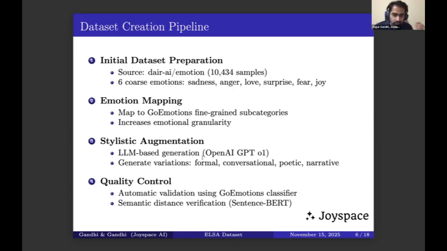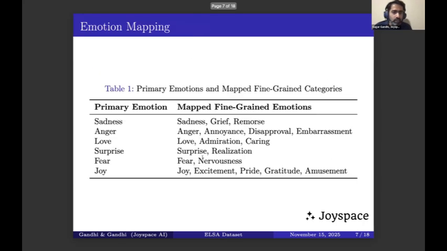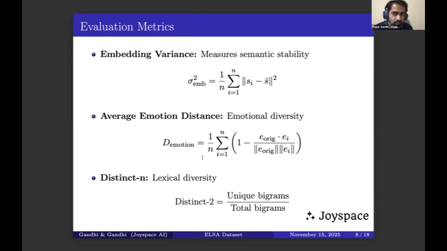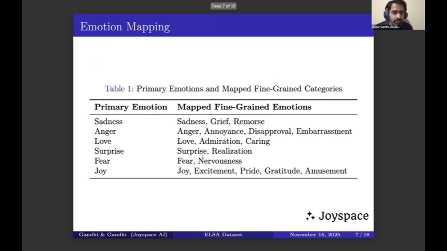For quality control, we obviously use the GoEmotions classifier, as well as a bunch of evaluation metrics, which I'll explain in a bit. But before that, I want to explain what these 27 emotions are about. For example, sadness falls into sadness, grief or remorse. Love falls into love, admiration and caring. Joy falls into joy, excitement, pride, gratitude, amusement, etc.